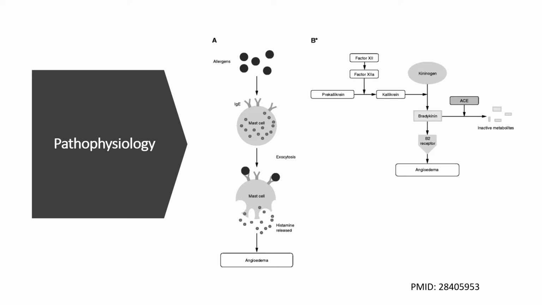Factor 12 is very important in activation or formation of kallikrein from prekallikrein. In turn, kallikrein activates kininogen and converts it into bradykinin, which in result through bradykinin 2 receptors leads to vascular permeability and tissue edema. Angiotensin converting enzyme, or ACE, is important in the degradation of bradykinin.